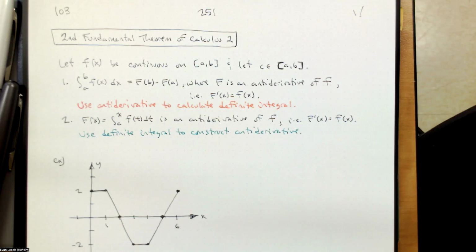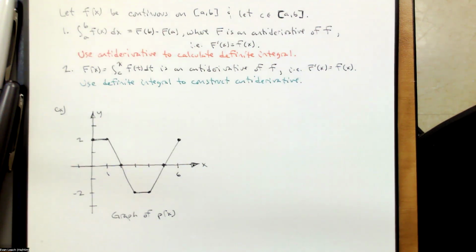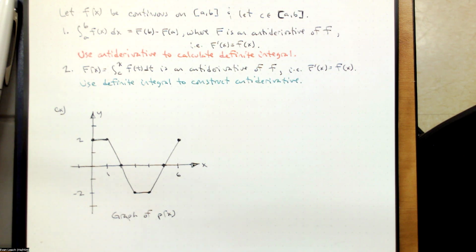So now we've got this function, this graph that you may recognize. Yesterday, this was the graph of p of x. What I want to do today is look at a similar problem to the problem that we had yesterday, but phrased in a different fashion. Yesterday, I said let capital P of x be the antiderivative of p of x such that P of 0 was equal to -1. I want to reframe that with the second fundamental theorem of calculus.